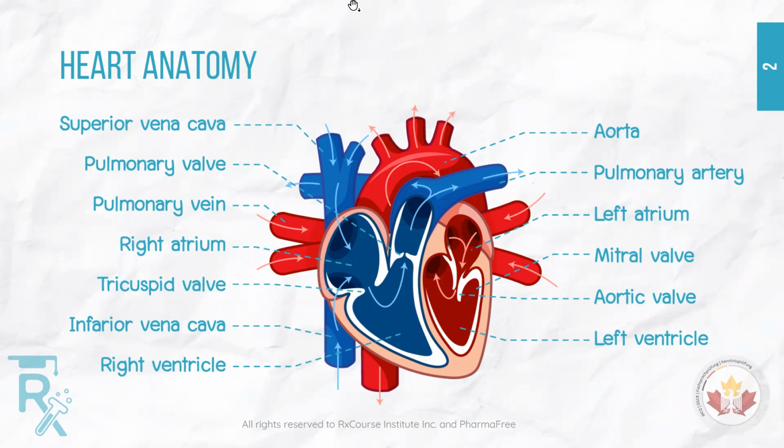So the question now is, can I use triamterene instead of spironolactone in congestive heart failure? No, because I need something with an aldosterone antagonism effect. So I can only use spironolactone or eplerenone. Okay, perfect. Thank you. My pleasure.